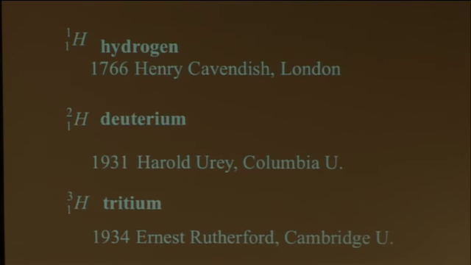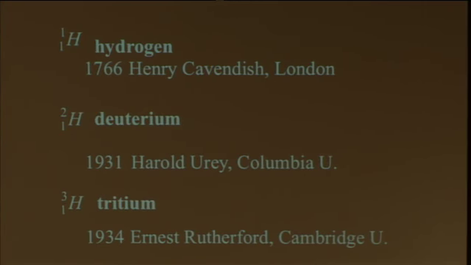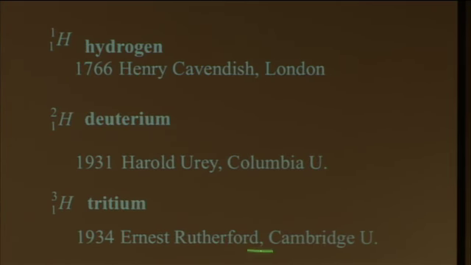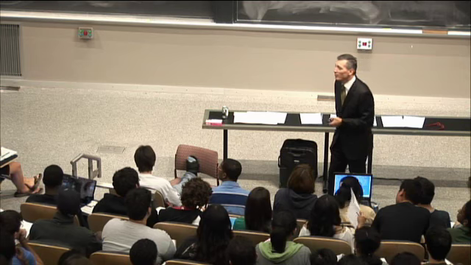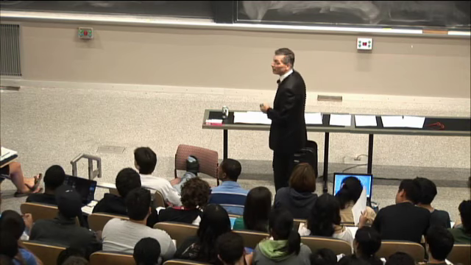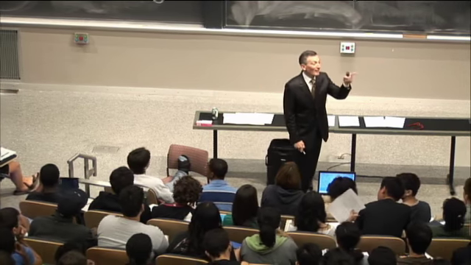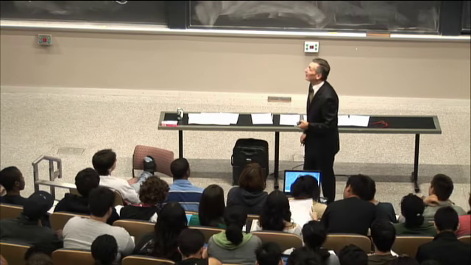And then lastly, there's a second isotope of hydrogen that consists of 2 neutrons and a proton. That's tritium, and it was discovered at the Cavendish lab by Ernest Rutherford. He was active right up to his death. In fact, it is argued that Rutherford did his best work after he got the Nobel Prize.